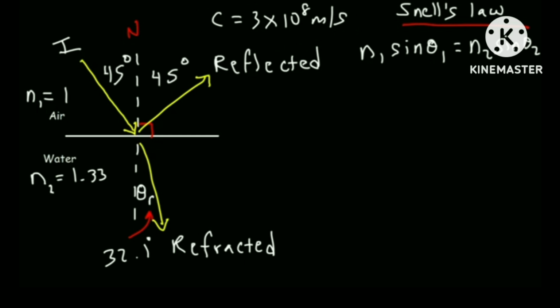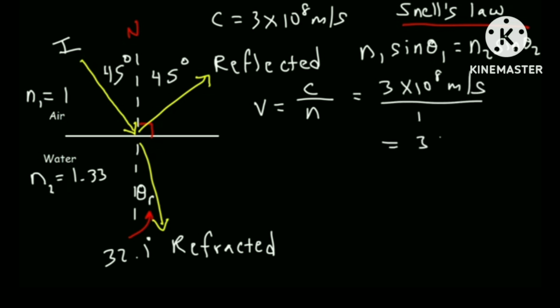The speed at which light moves depends on the material it's moving in. And here's how you can calculate the speed. The speed is equal to the speed of light divided by the index of refraction. So the speed of light in air is going to be 3 times 10 to the 8 meters per second divided by 1, which is 3 times 10 to the 8 meters per second.